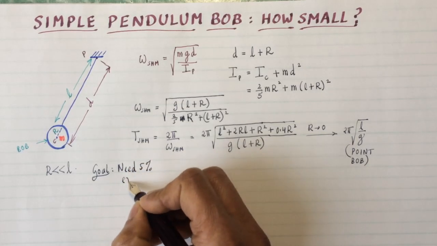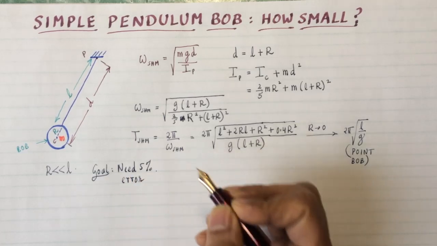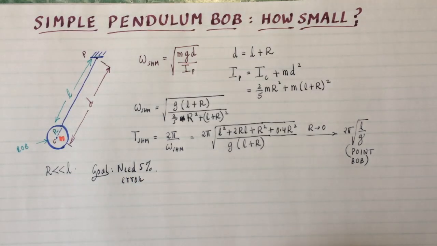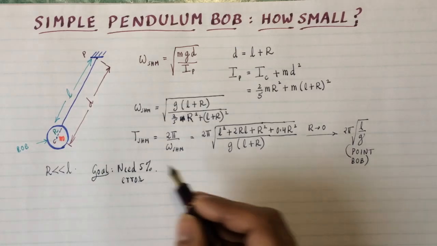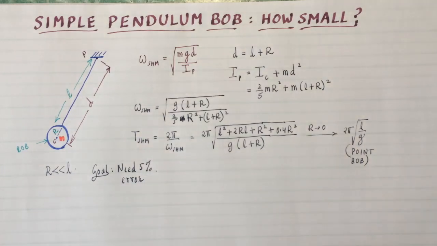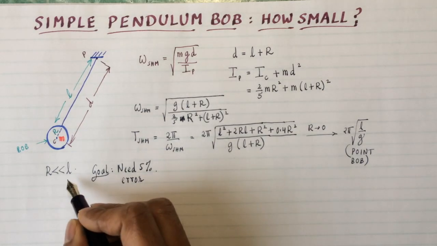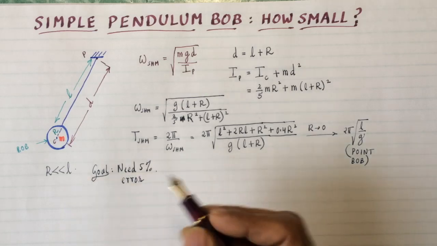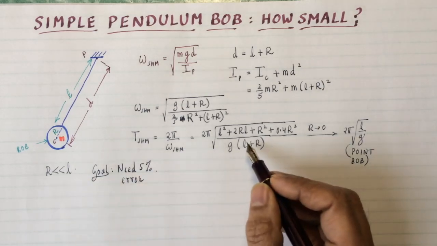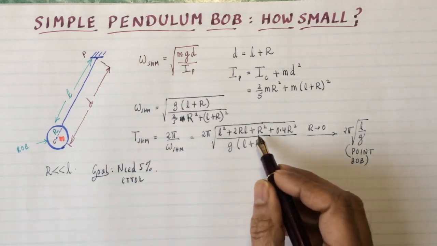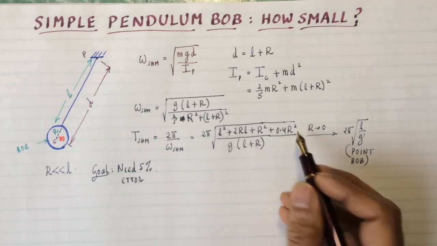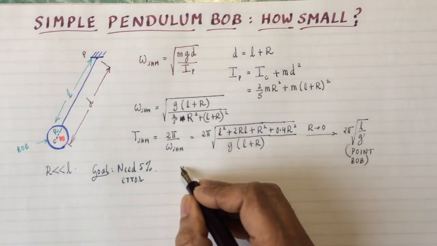We need a 5% error. And that'll inform us as to how big a bob can be used in relation to the string length in an actual experiment. All right? So that's the point bob, and that's the reality. Now what we can do is neglect r squared, okay? Because we can't neglect r, otherwise we'll just end up with a point bob, but we can certainly neglect r squared. So I'm going to do that and proceed as though r squared does not exist.